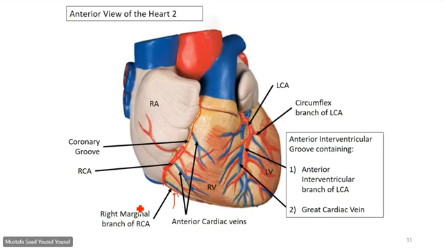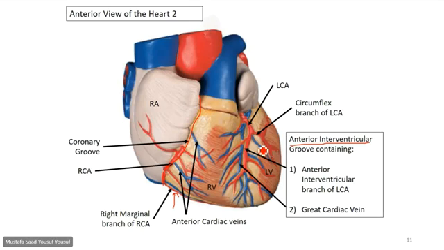Or they call it the right marginal artery. The right marginal artery passes along the inferior border of the heart. After that, the right coronary artery turns, passes over and around the inferior border of the heart into the base and posterior surfaces of the heart. This is the first groove. The second groove is the anterior interventricular groove, which is located between the right and left ventricles anteriorly.